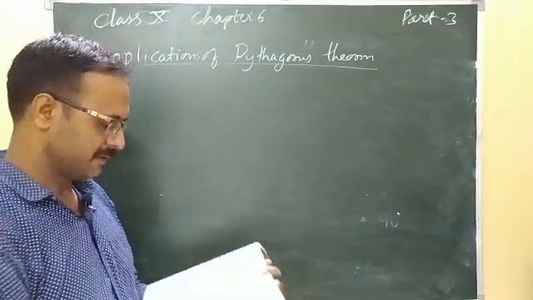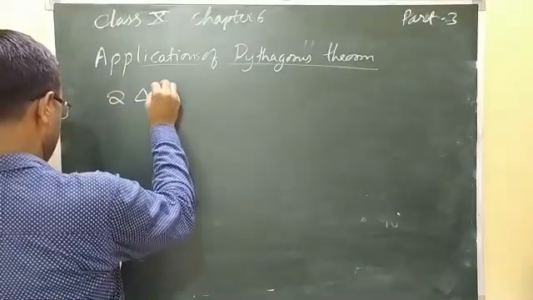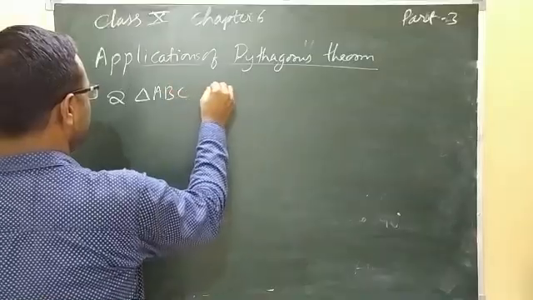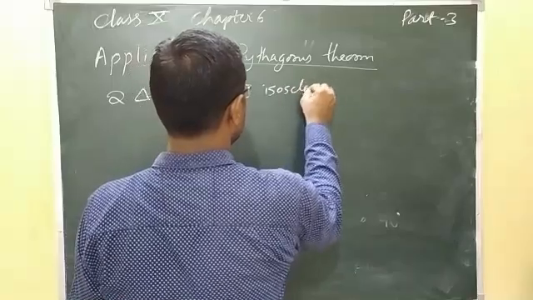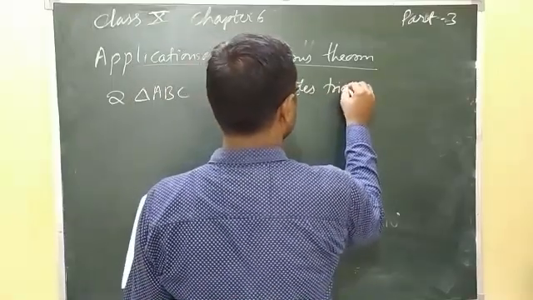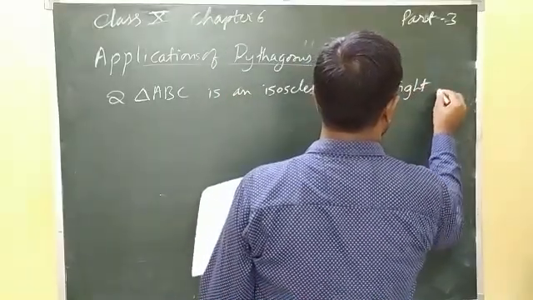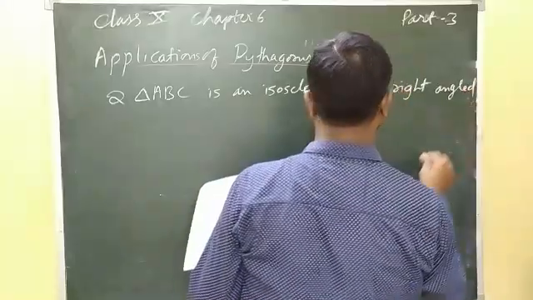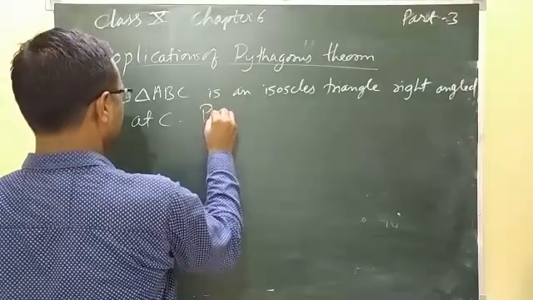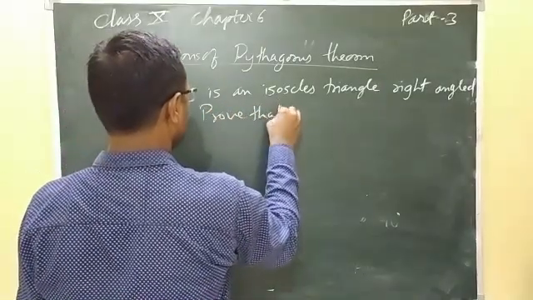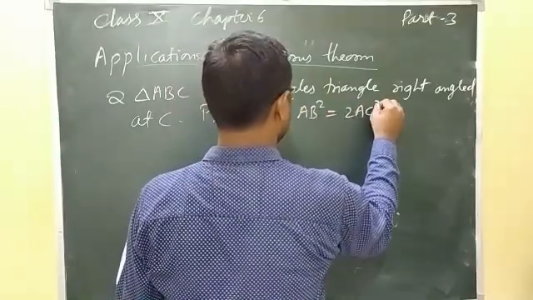Yes, see the first question. Triangle ABC is an isosceles triangle right angled at C. Prove that AB square equal to 2AC square.